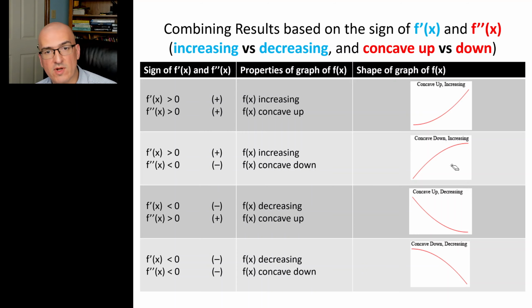What if we switch it? What if the first derivative is negative, so decreasing, but it's concave up? That means the bank account's going down, but the rate at which it's decreasing is slowing.